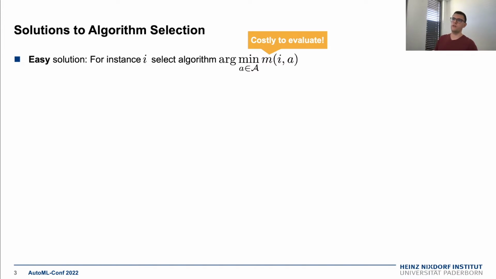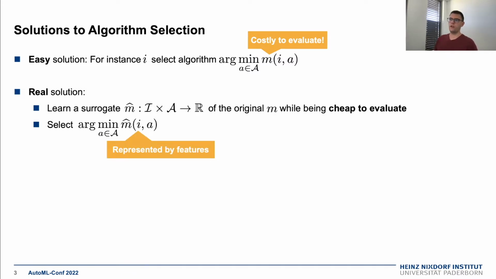Well, the easiest solution that comes to mind is that when we're given an instance I, we simply select the algorithm that works best according to M, because that would give us the optimal solution. So we essentially do an exhaustive enumeration over the set of algorithms. Unfortunately, that doesn't work because this measure M is usually costly to evaluate. For example, think about the case of runtime. It doesn't make sense to run all of the algorithms, because by the time you know which one is the fastest, you have already run all the algorithms anyway and your instance is solved, so you haven't really gained anything.